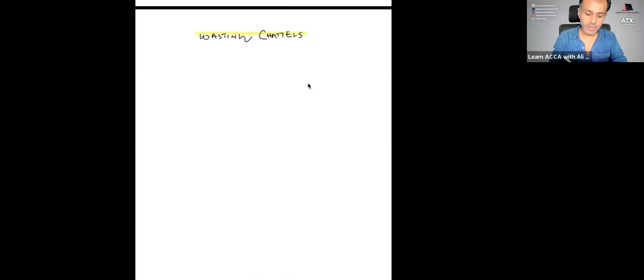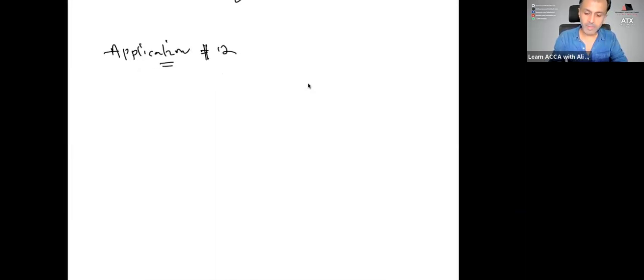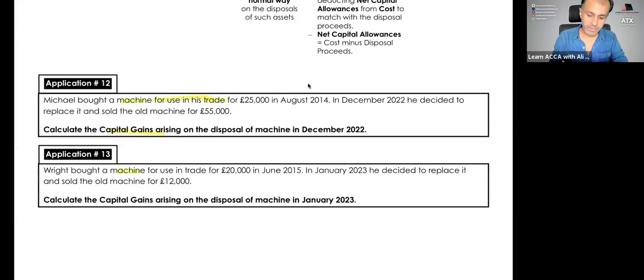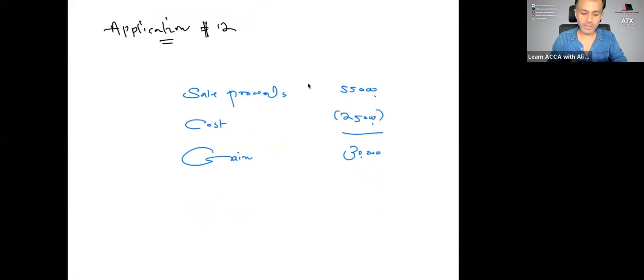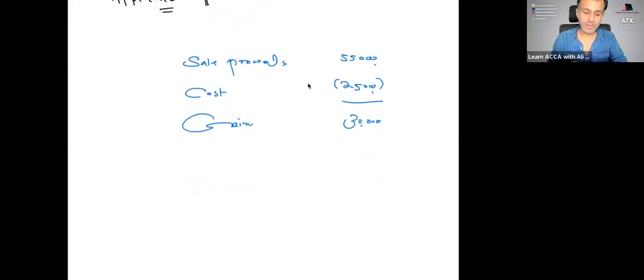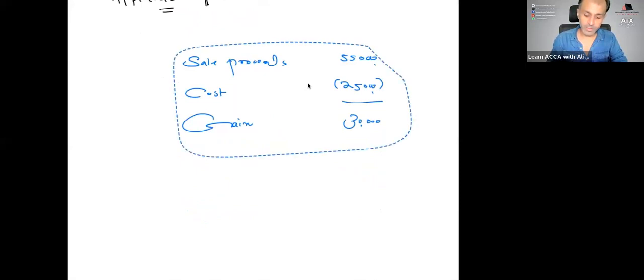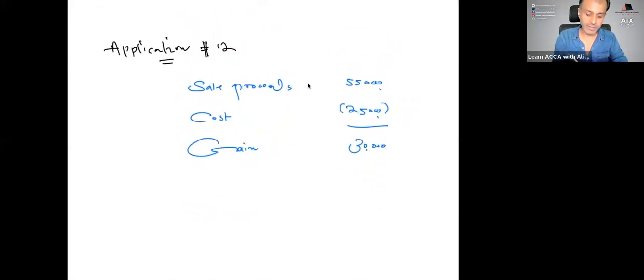So application 12 is the one we're trying to demo first. The proceeds on the disposal are given as 55,000. The cost is given as 25,000. And there you go. The gain will be worked normally, as is usually the case, nothing special in that. But now instead of a gain, you have a loss. We will have to see something special. There'll be a deemed no loss.